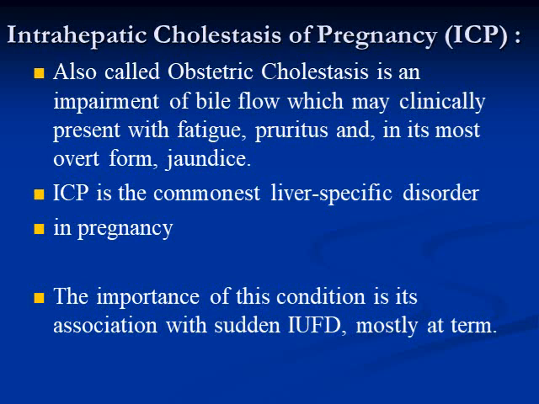Now there are certain diseases that occur peculiarly in pregnant women, that is to say they do not appear in the non-pregnant state, while other liver diseases may occur accidentally in pregnant women. The first one is the intrahepatic cholestasis of pregnancy, also called obstetric cholestasis. Previously it was called obstetric cholestasis, now it is called the intrahepatic cholestasis of pregnancy, ICP.